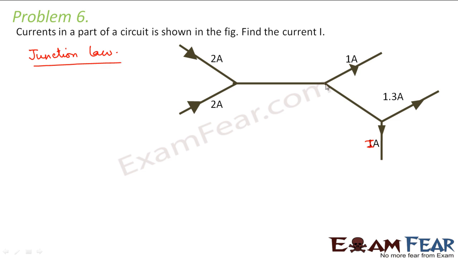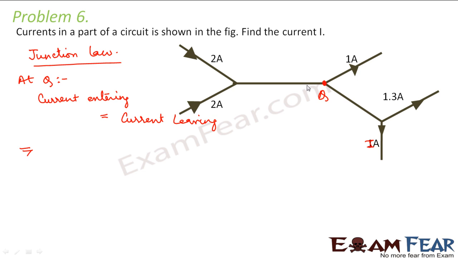So let us consider some junction. Let us consider this junction. Say I call this as Q. So at junction Q, the current entering should be equal to current leaving this junction Q. Now, what are the currents that are entering this junction? This 2 amperes, this 2 amperes, that's it. So 2 ampere plus 2 ampere is the current entering.